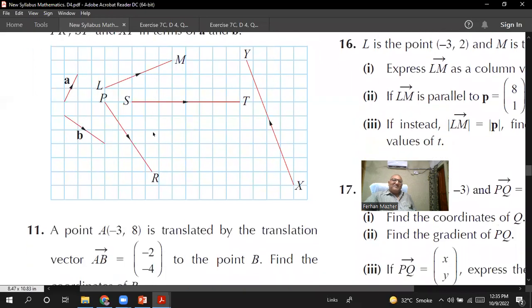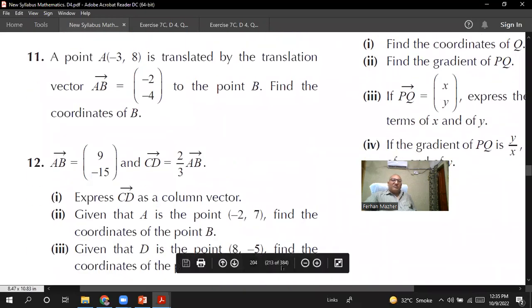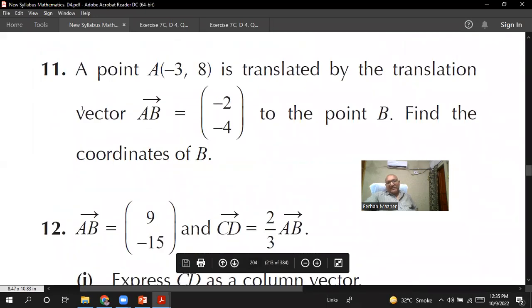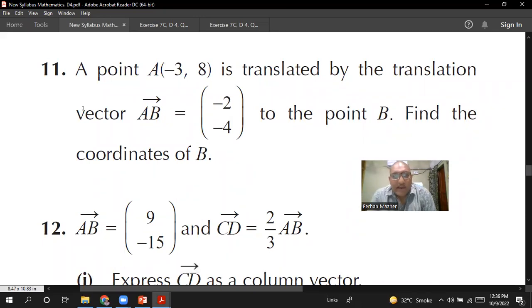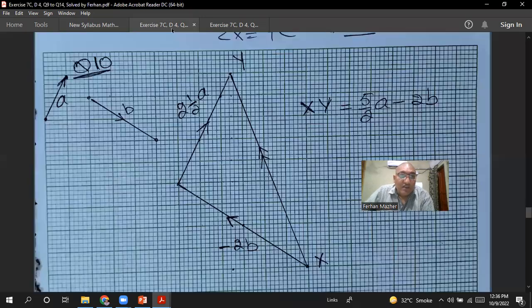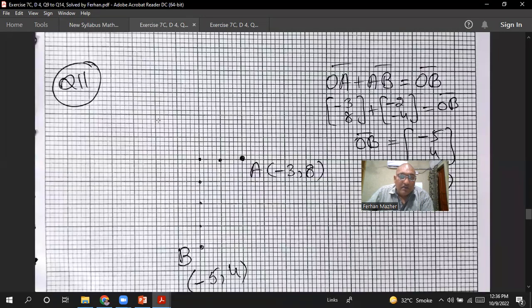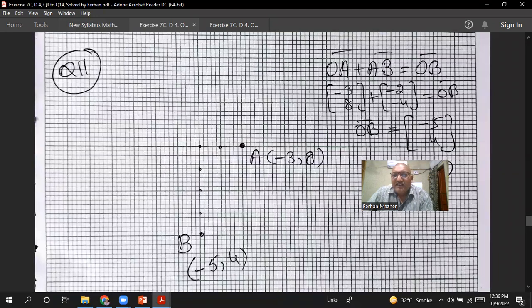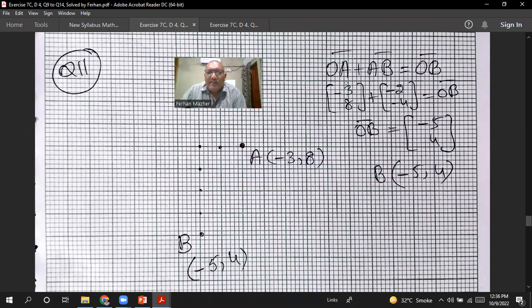That was question number 10. Okay, we are on question number 11. It says a point A, which is (minus 3, 8), is translated by a translation vector AB, and the column vector is (minus 2, minus 4), to the point B. Find the coordinates of the point B. You remember that position vector formula: OA plus AB is equal to OB. So OA is (minus 3, 8), the position vector of A, and AB is (minus 2, minus 4).